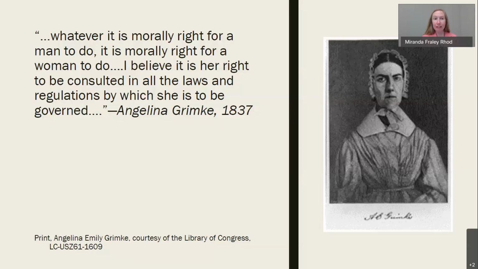One of the early suffragists and a very famous abolitionist was Angelina Grimke. And here is a quote from one of her writings. So she was very much sensitive to how women were being treated, both in American society as a whole and within the abolitionist movement.